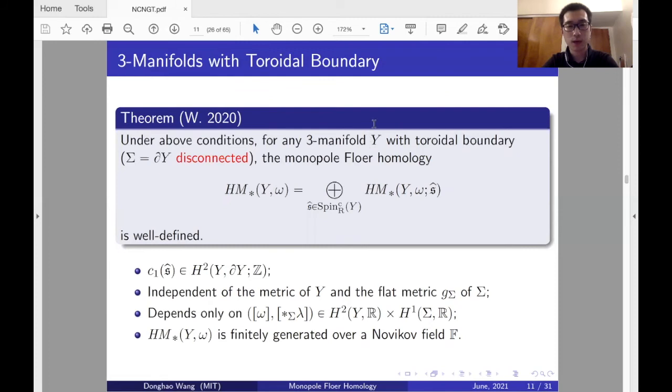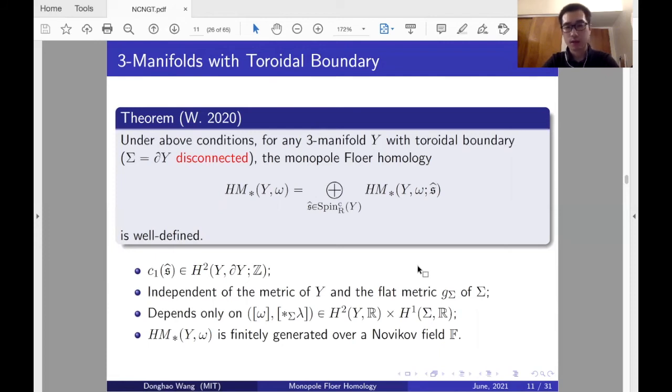When the boundary of Y is connected, if we choose this flat metric of the boundary carefully, then one can still define this Floer homology group. Some of the properties here are not true anymore.